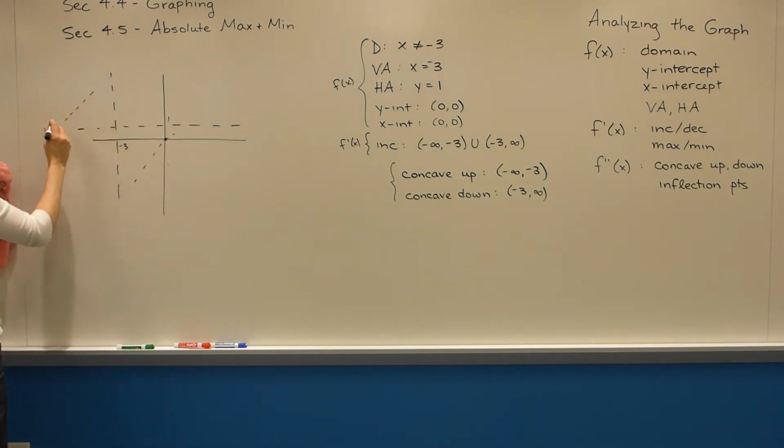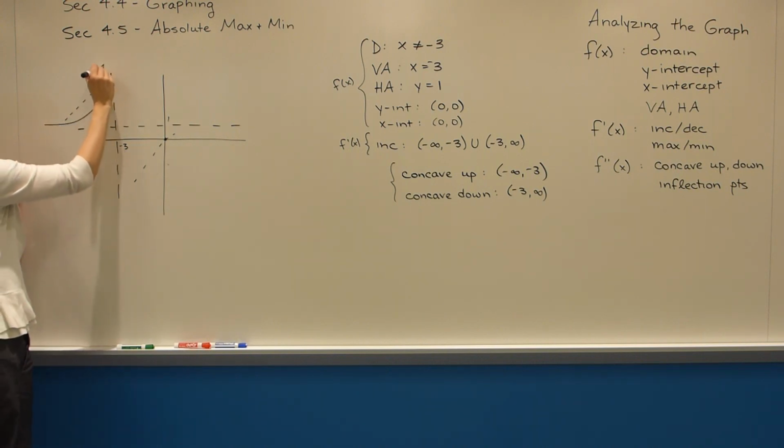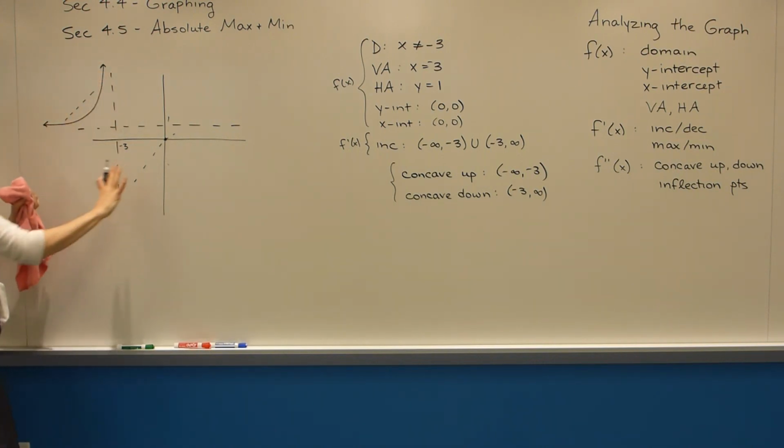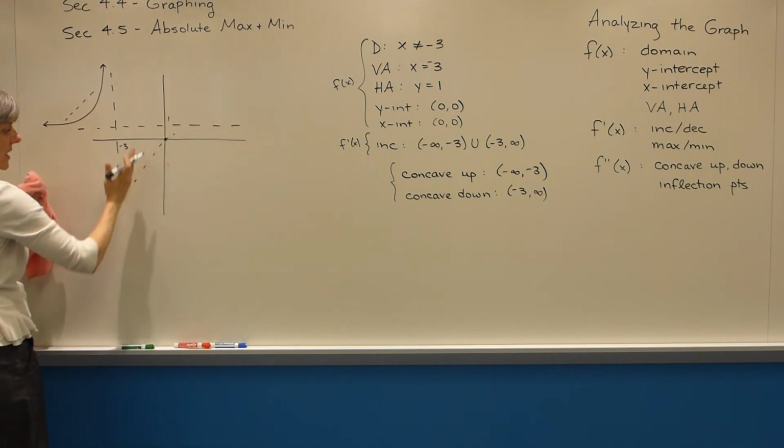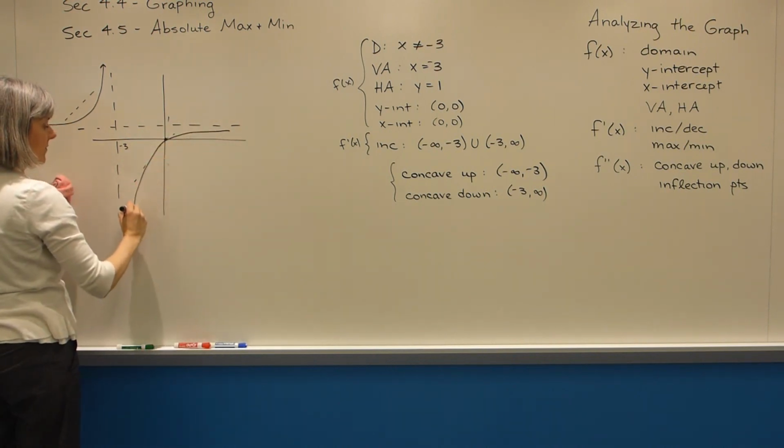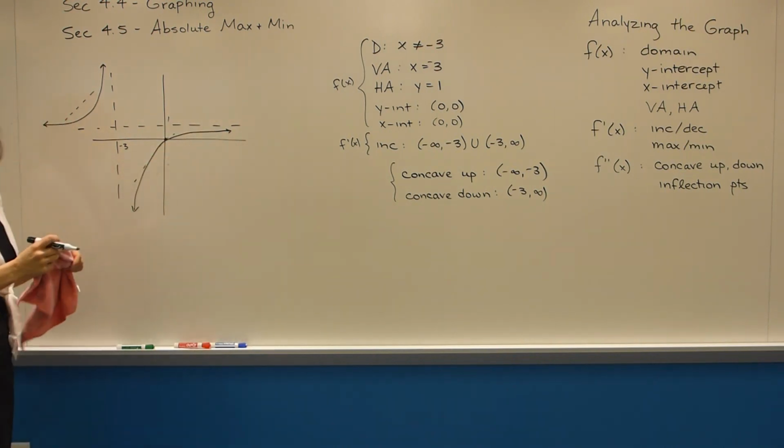So we've got kind of those, and now we look at concavity. This side is concave up, which is good because that's going to bend this toward the asymptotes. And this one's concave down, so that's good. It's going to bend toward its asymptotes. And so that's the graph.